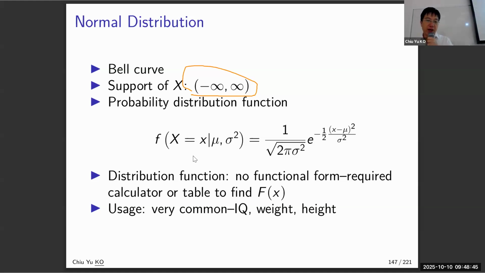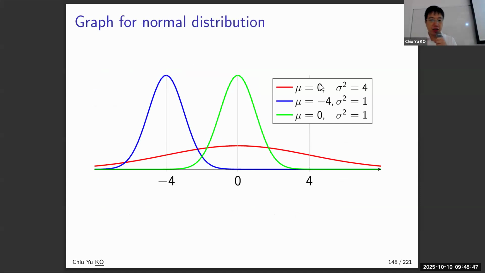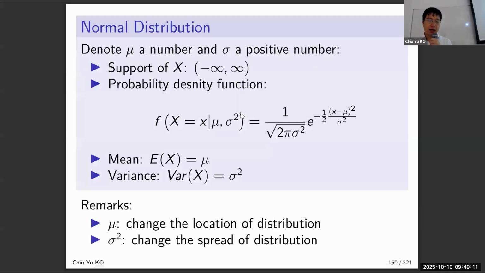The normal is characterized by two numbers, which we call the mean and the spread. Mu controls the center of the distribution, and sigma squared controls the spread. If you change the mean, mu, it moves around. If you change the spread, it goes up and down, spreading out. Those are the two parameters there.